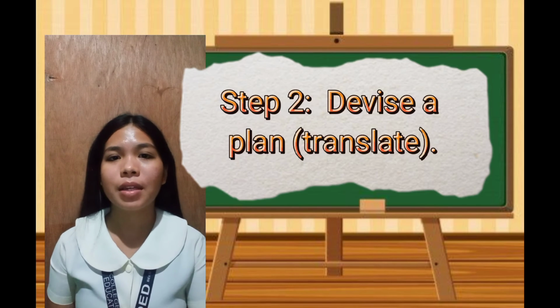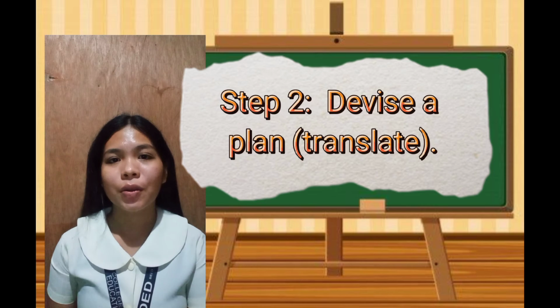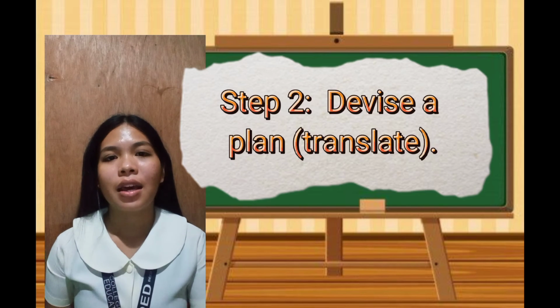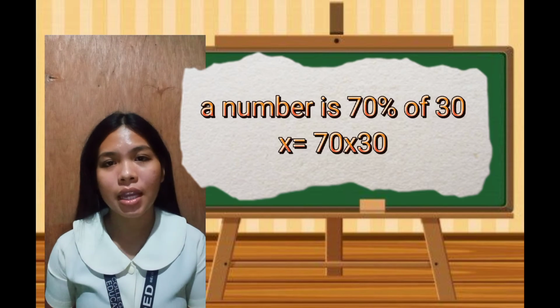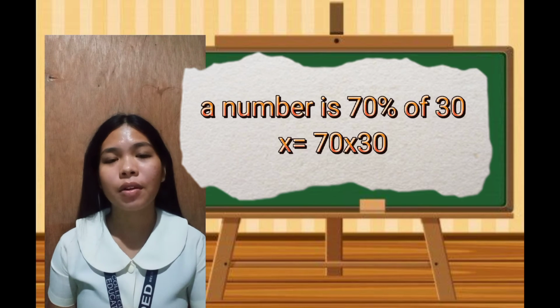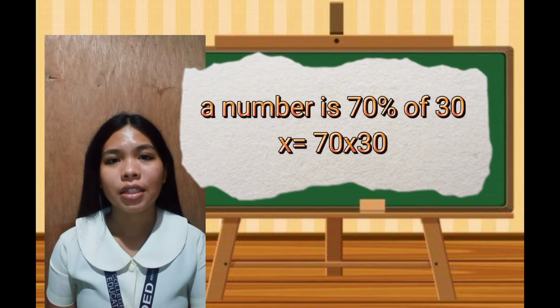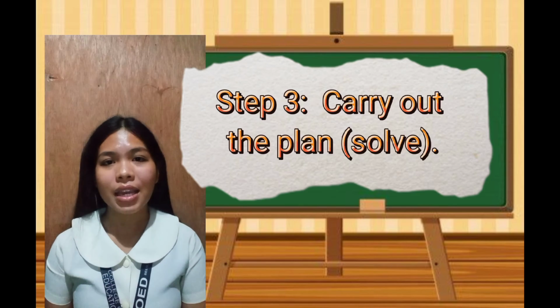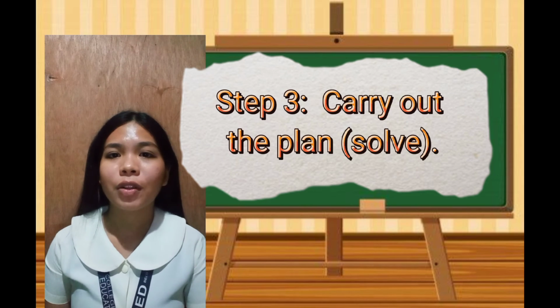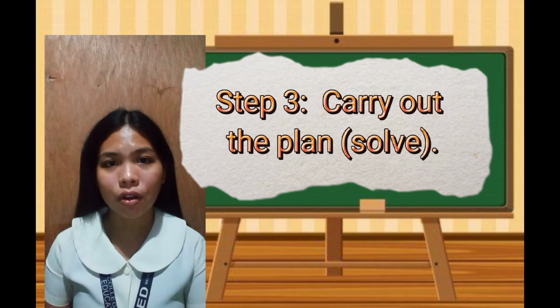So the next step is to devise a plan. So it will be to translate: a number that is 70% of 30. A number is equal to 70% times 30. And step 3 is to carry out the plan. So we are going to solve the problem.